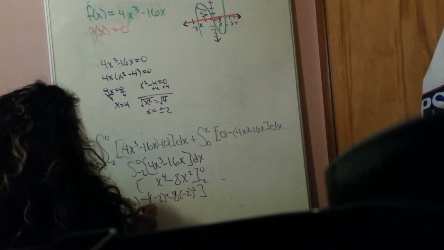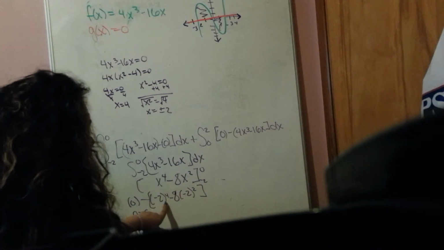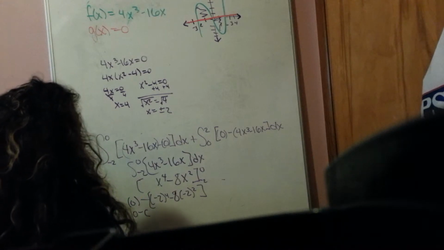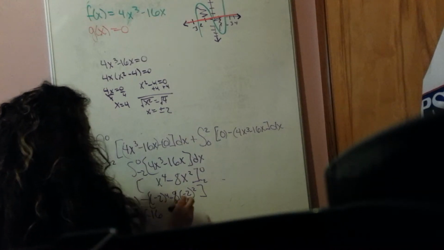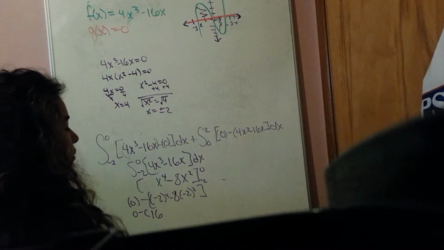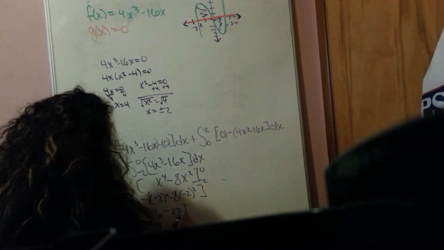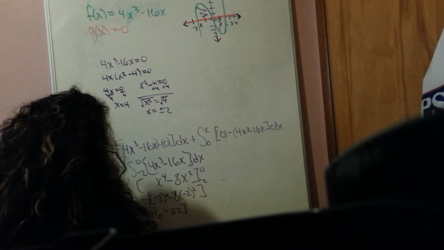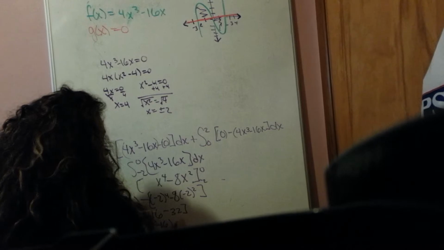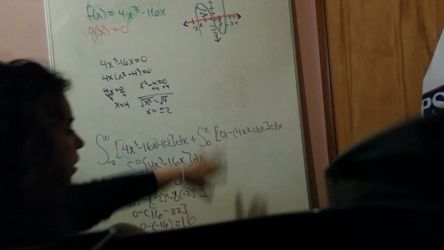Okay, so then you solve. Negative 2 to the 4th is 16. Then negative 2 squared is 4, and negative 8 times 4 is negative 32. So then 0 minus negative 16, so this first part is just equal to 16. But that's the first side.